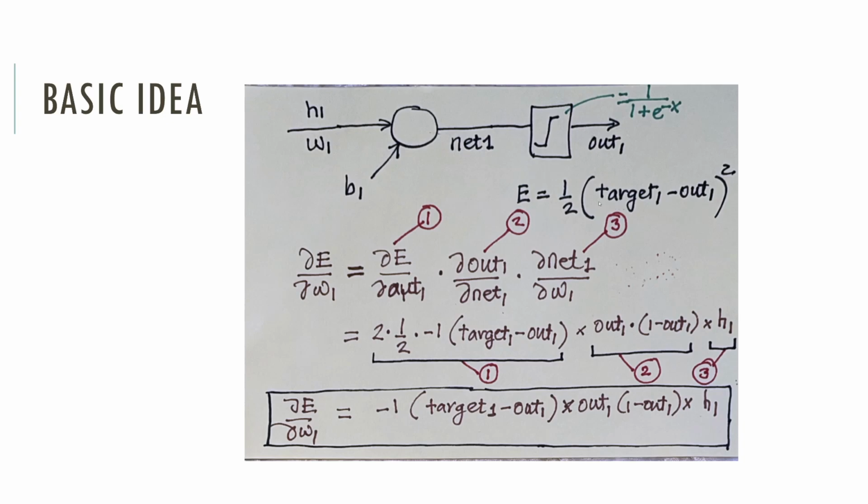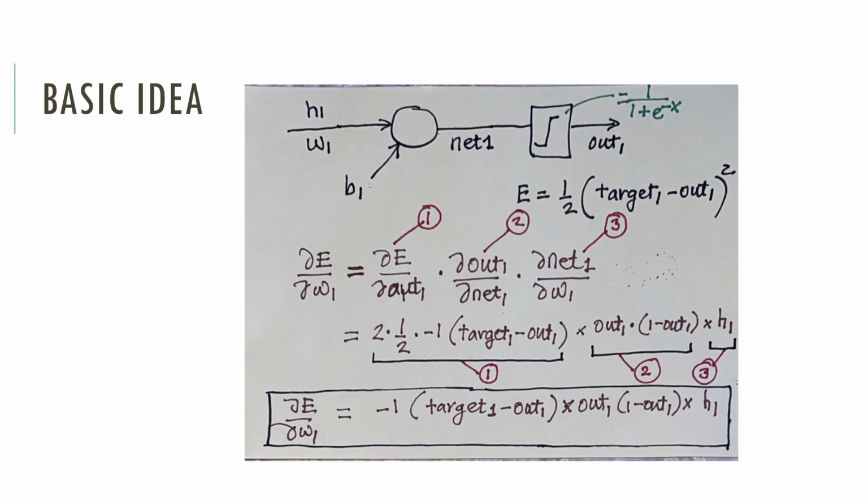So that when you differentiate this, you get 2 cancels out, target minus out 1, and the partial differential of this, which is minus 1. So you get all this here. The second one is out 1 over net 1. Out 1 over net 1 is just the differential of this sigmoid function in our case, and this turns out to be out 1 times 1 minus out 1, and then net 1 over W1 is nothing but H1. So partial derivative is H1.